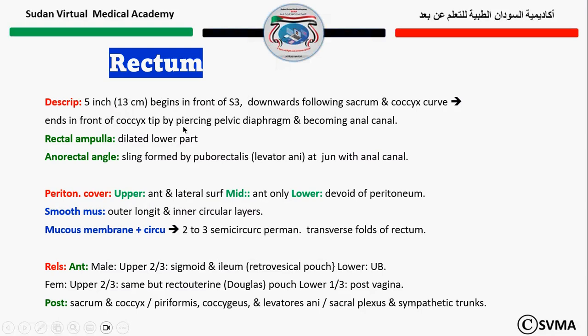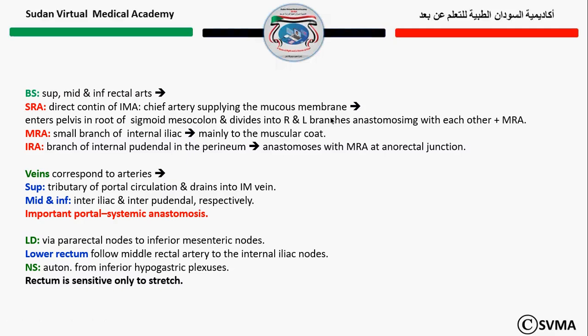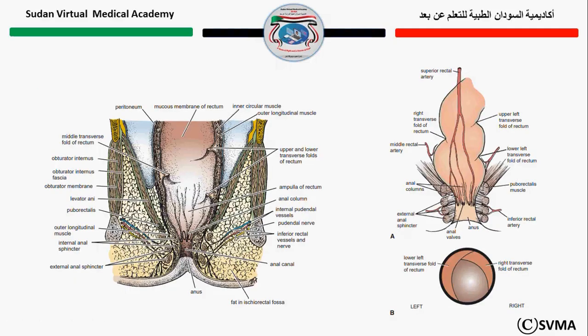So the rectum ends where it continues as the anal canal. We said the pelvic diaphragm is a separation between the main or true pelvic cavity and the perineum. So when the rectum pierces the pelvic diaphragm, it becomes the anal canal. This is the pelvic diaphragm. The rectum changes its name. It is the same tube that changes its name.